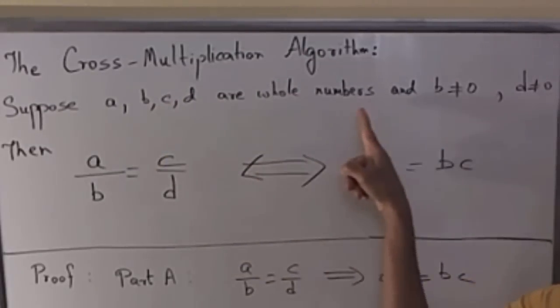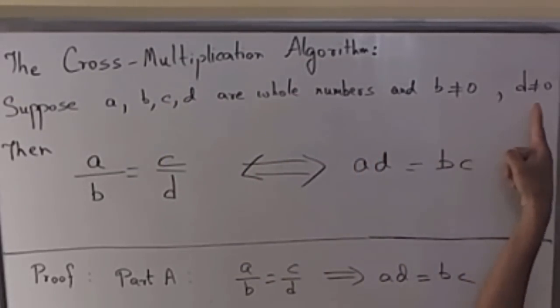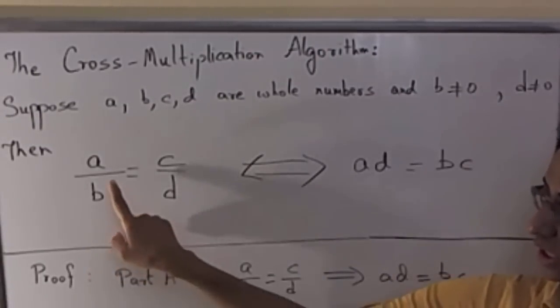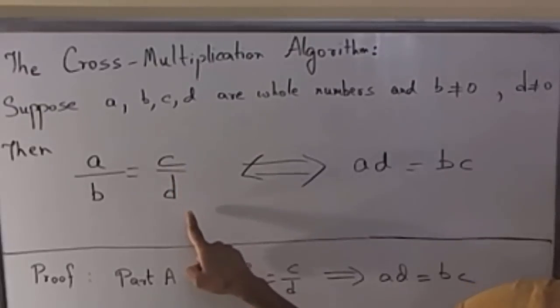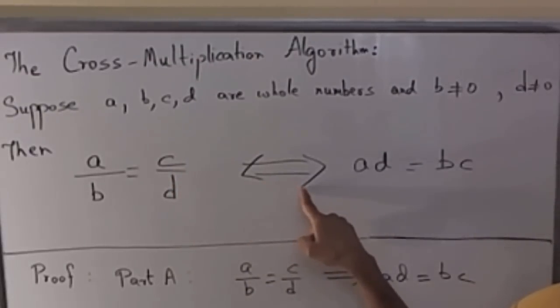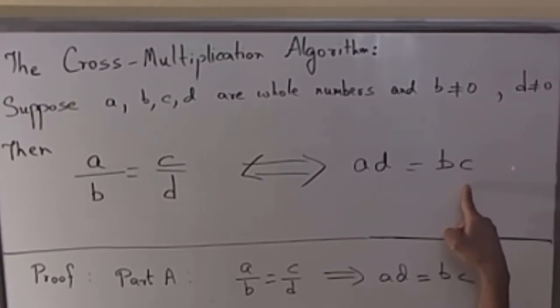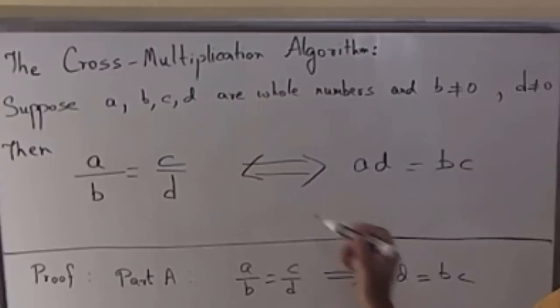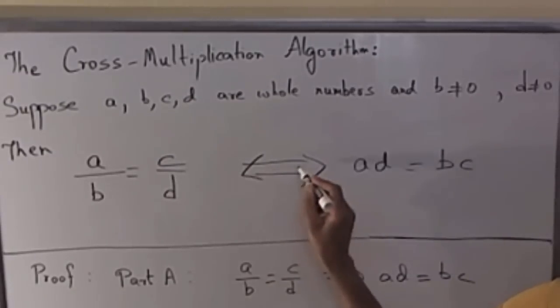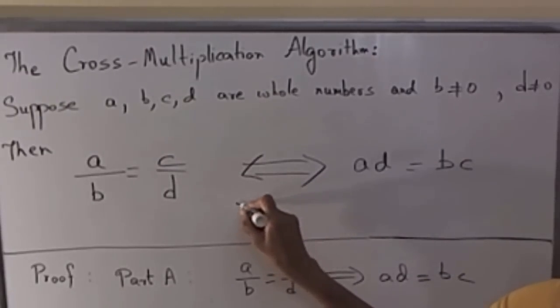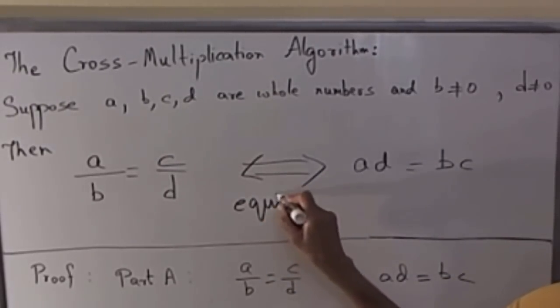Suppose A, B, C, D are whole numbers and B is not equal to 0 and D is not equal to 0. Then this statement A over B equals C over D is equivalent to A times D equals B times C. So what we're saying here is, first of all, look at the symbol. This symbol means equivalent to.